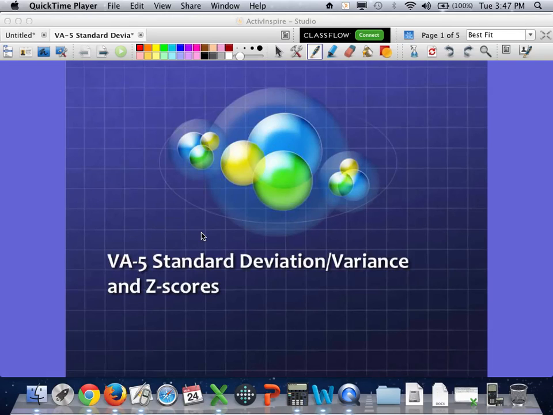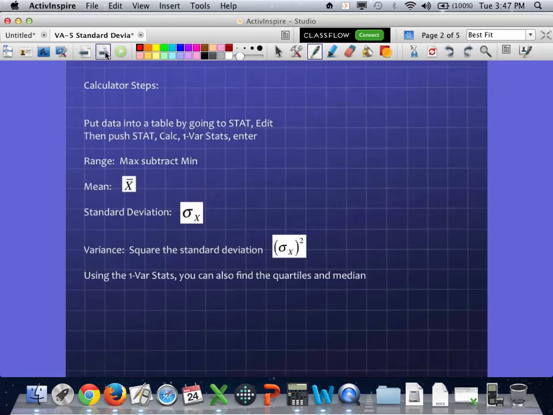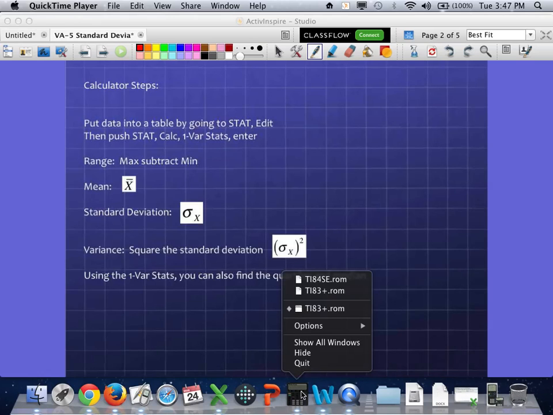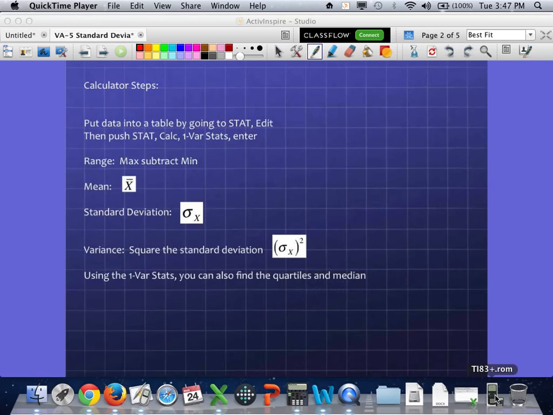Okay, Virginia 5, standard deviation and variance, and Z-scores. All right, calculator steps. You're going to put all your data into a table by going to Stat Edit. Let me pull that up on the calculator to make sure that you know where that is.